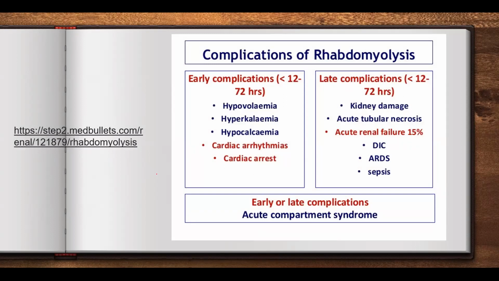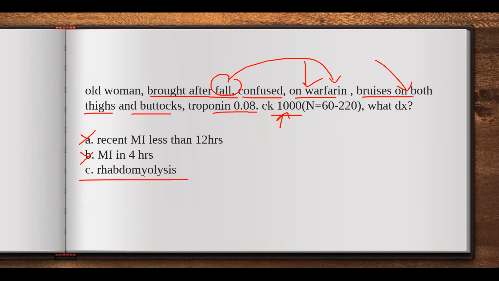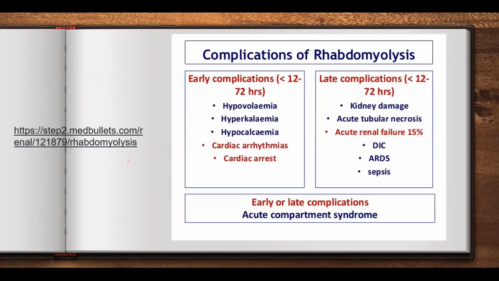So rhabdomyolysis can occur in an elderly patient if someone has a fall and they were confused. Maybe they were confused for a long time. And because of that, sometimes rhabdomyolysis can happen. Let's discuss it a little bit.